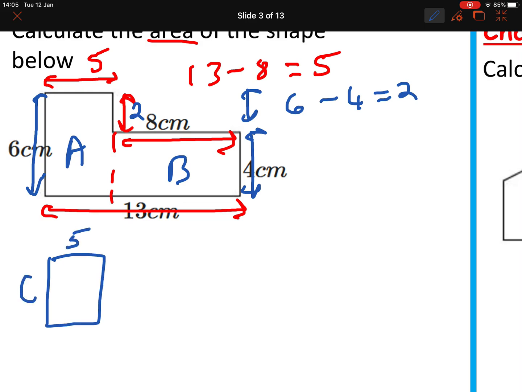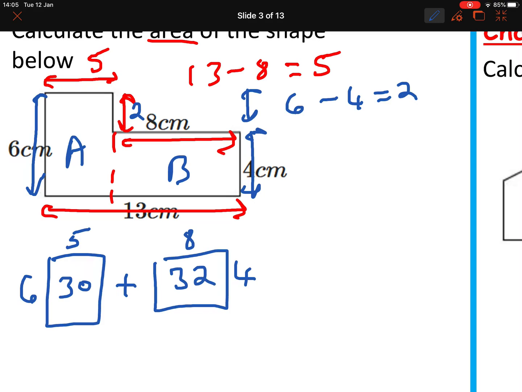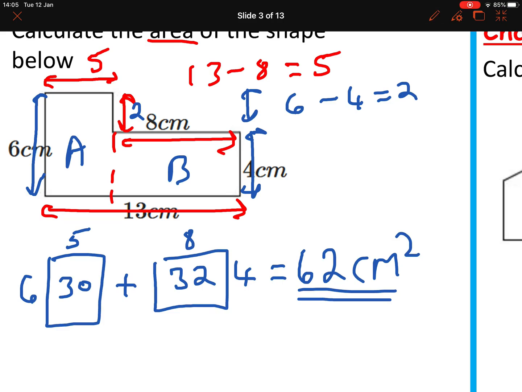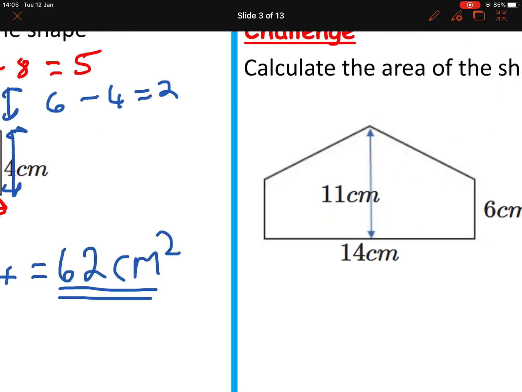So looking at shape A, we have a 5 by 6 rectangle, and when you multiply that together, that's 30. We want to add that to the area of the rectangle, which is 8 by 4. 8 times 4 is 32. And 30 plus 32 would give us 62 centimeters squared. Okay? Double underline that.